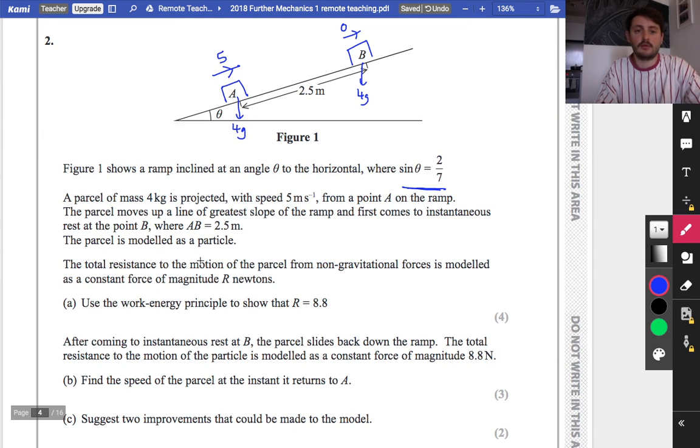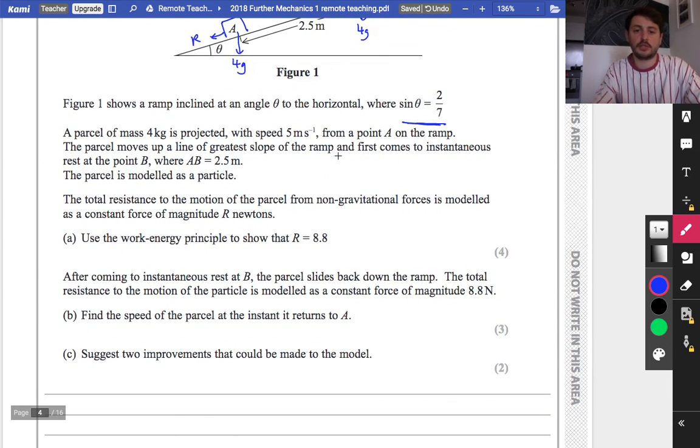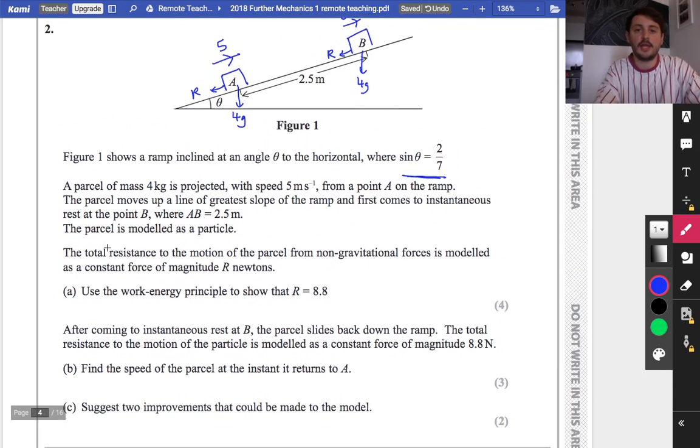The total resistance to the motion of the particle from non-gravitational forces is modelled as a constant force of magnitude r newtons. So there's a resistant force. Normally we say that r is the normal reaction, but there is an extra resistant force that is going on here. Use the work energy principle to show that r equals 8.8.